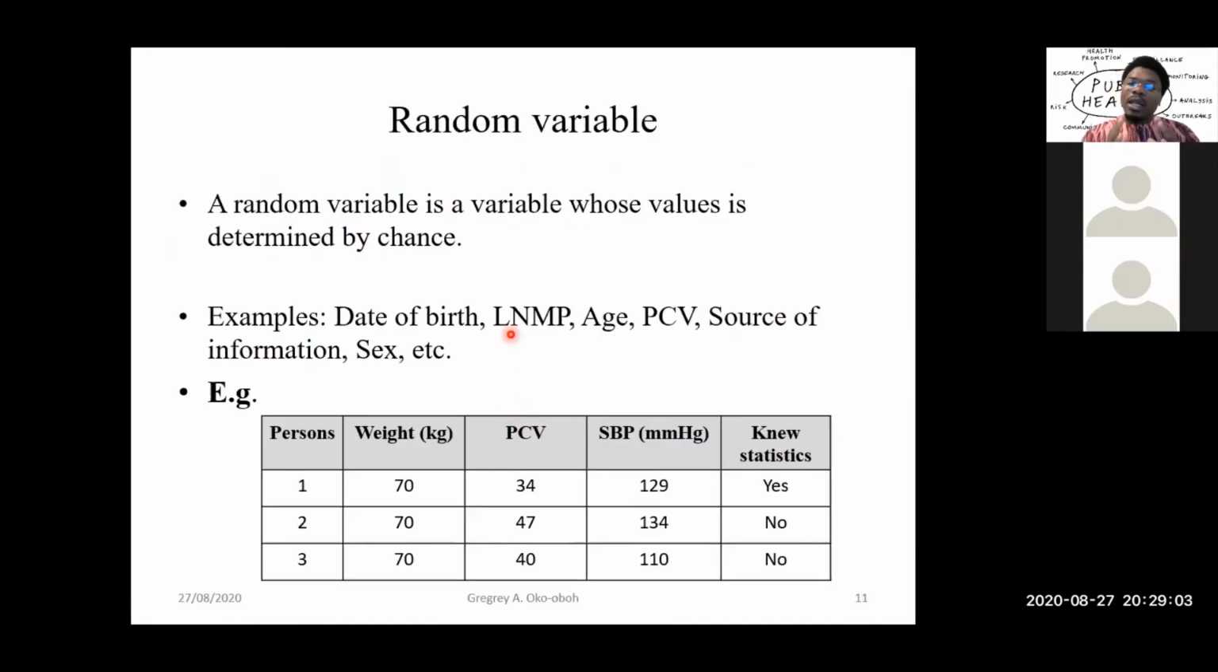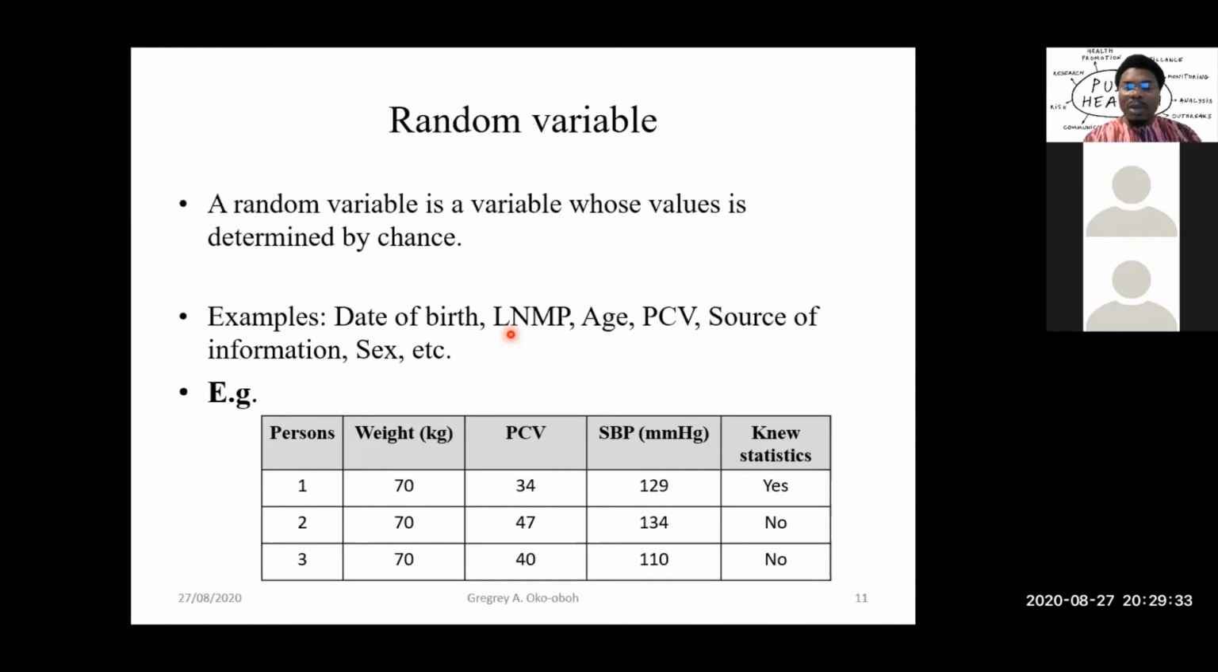Now, a variable can be random, and this is the real reason why we carry out research. Let's look at it. What is a random variable? A random variable is a variable whose values is determined by chance, nothing more, just by chance.